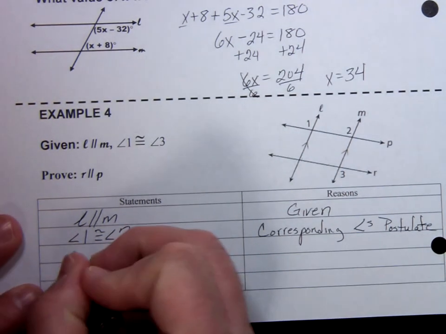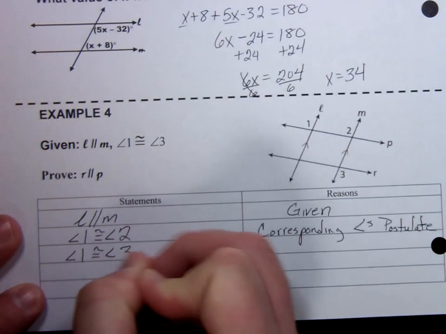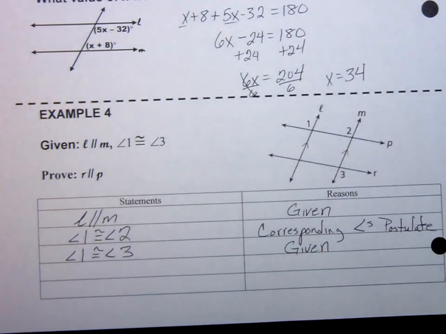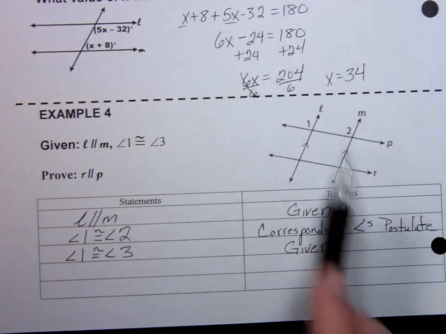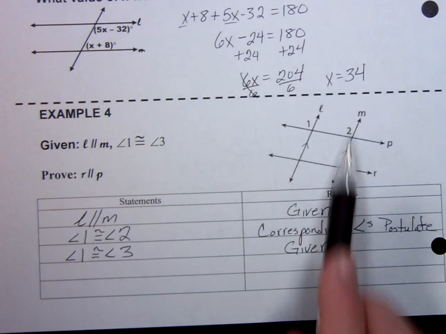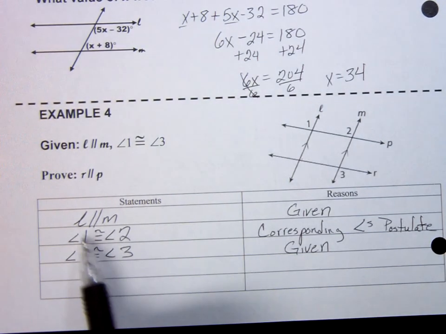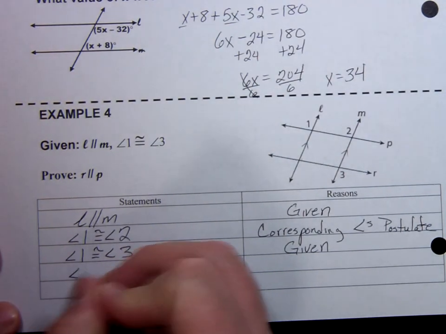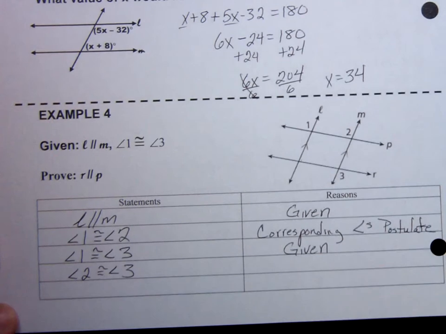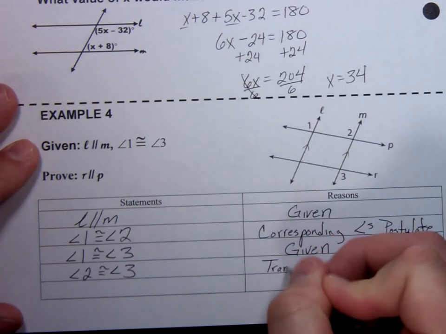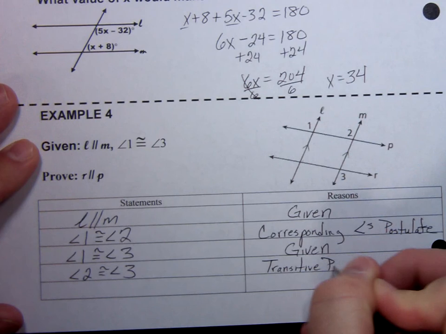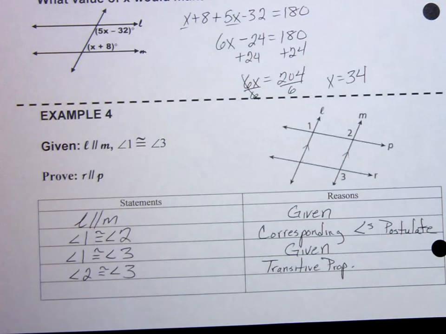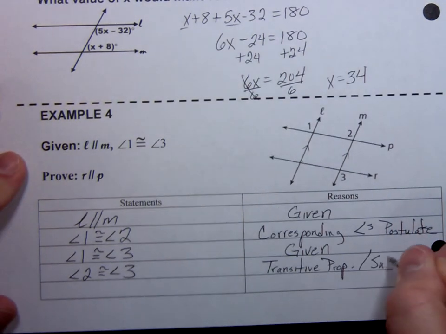Go back up. I'm going to take the next piece of given information, which tells me that angle 1 and angle 3 are congruent because it was given. Now remember, in my brainstorming, to show that these are parallel, I need to know that angle 2 and 3 are congruent. Well, angle 1 is congruent to angle 2, and angle 1 is also congruent to angle 3. So I know that angle 2 is congruent to angle 3, and that's called the transitive property. Basically, when two different things are congruent to the same thing, then they're going to be congruent to each other. I would also accept substitution property here.